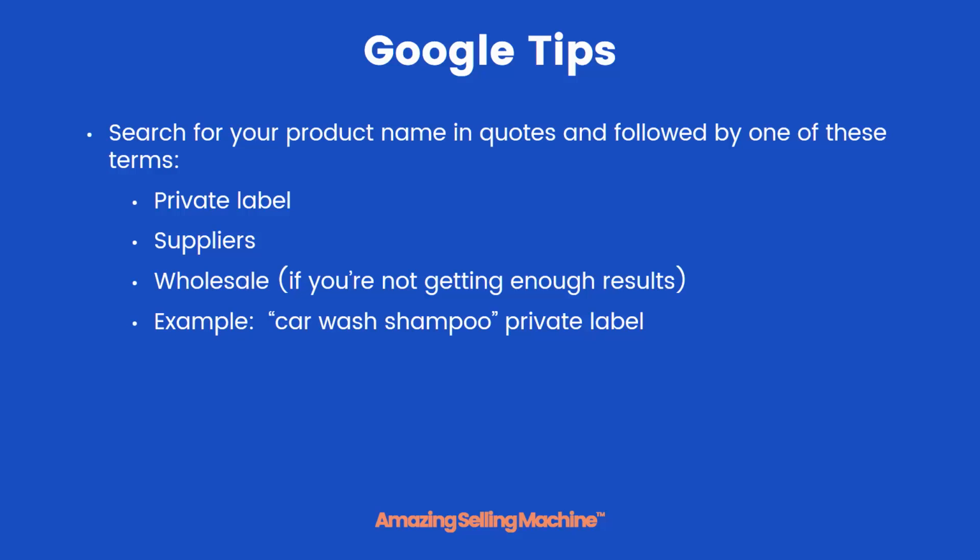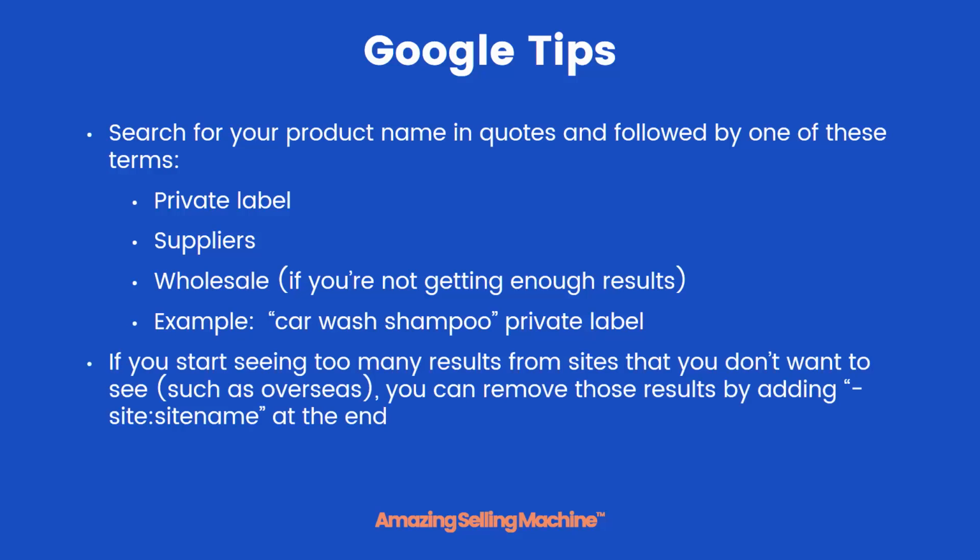Here's an example. If you're looking for car wash shampoo, you would put that in quotes to make sure you're only finding the car wash shampoo product, not everything surrounding cars or shampoo. And then you would put the words private label after it. And that would pull up a good number of companies willing to private label car wash shampoo.